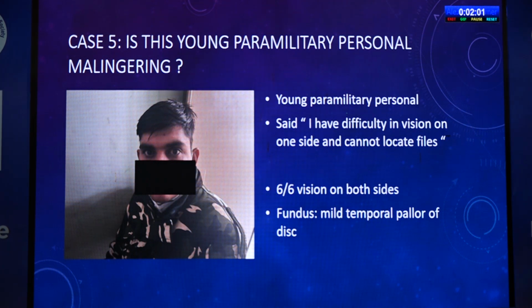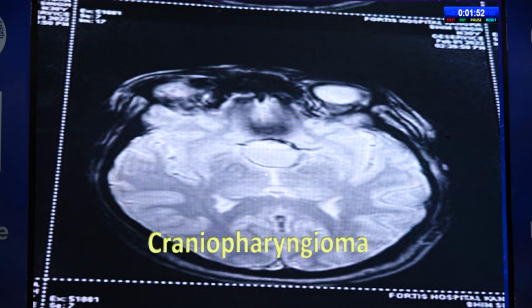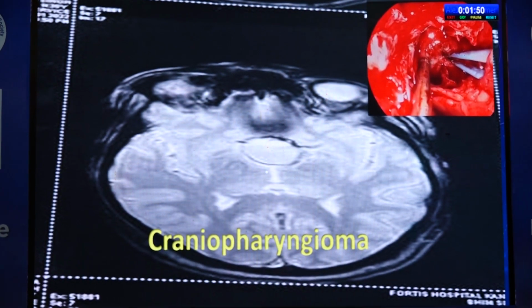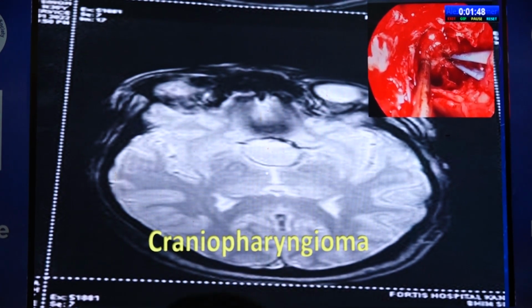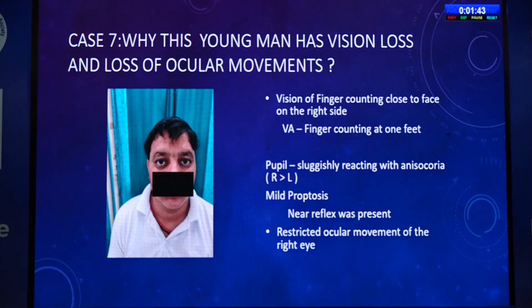When I asked him, he said, I cannot localize the files which are present on one side. So when we did the visual fields, we found he had a bitemporal hemianopia. So he's certainly not a malingerer. And neuroimaging picked up this craniopharyngioma in this patient, and this is an intraoperative picture of this patient being operated, and both his sight and life were saved by timely intervention.